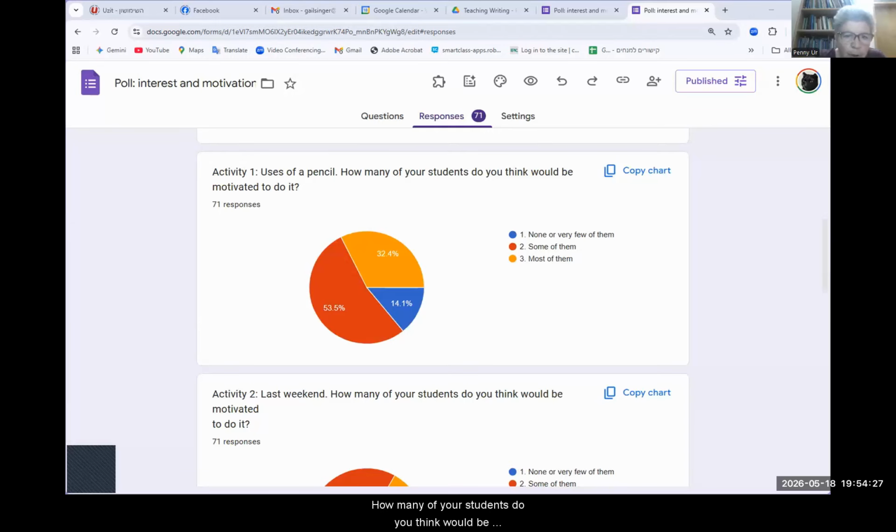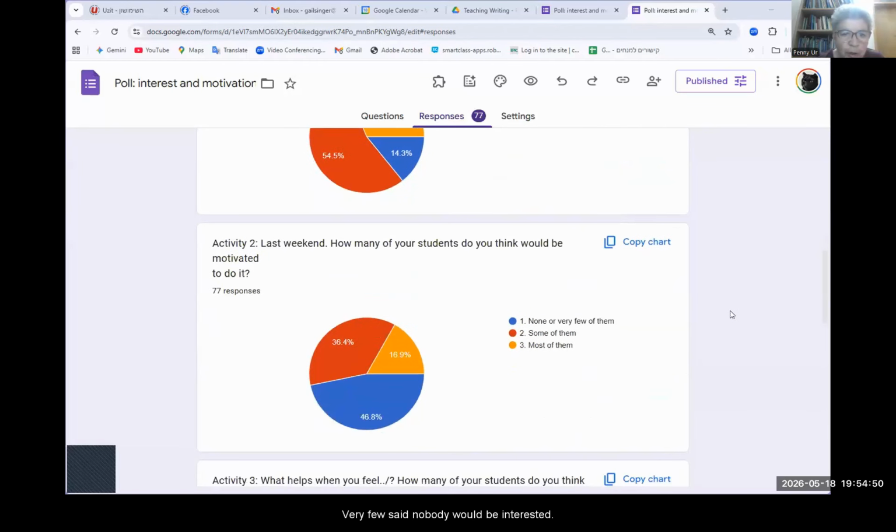How many of your students do you think would be motivated to do activity 1, about uses of a pencil? Okay, and for this, the majority were some, and slightly more said most of them. So it's some plus. Can we go on to the next one? Very few said nobody would be interested. Number 2, last weekend, nearly half said none, and about 2/3 say none or some, and only a few said most.